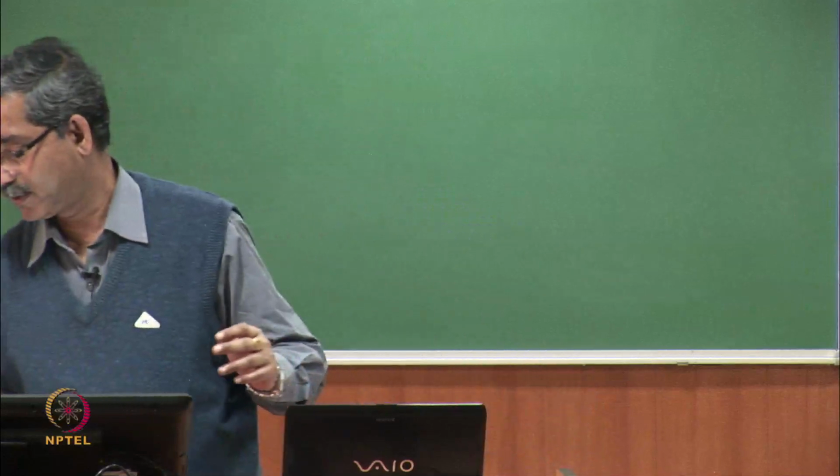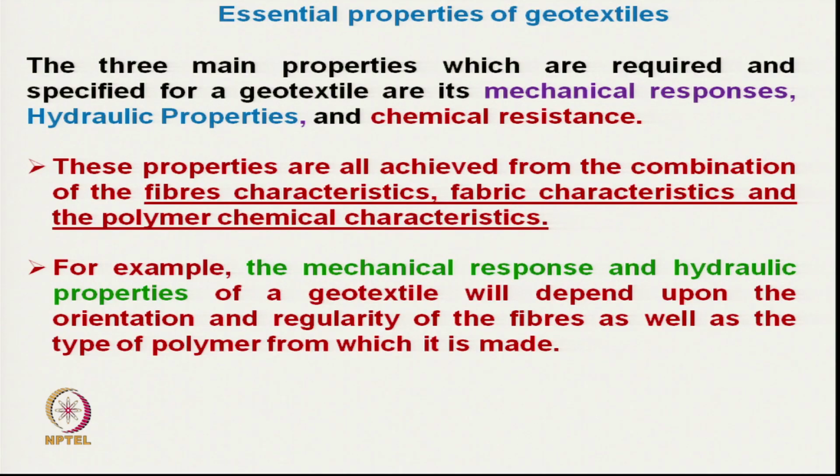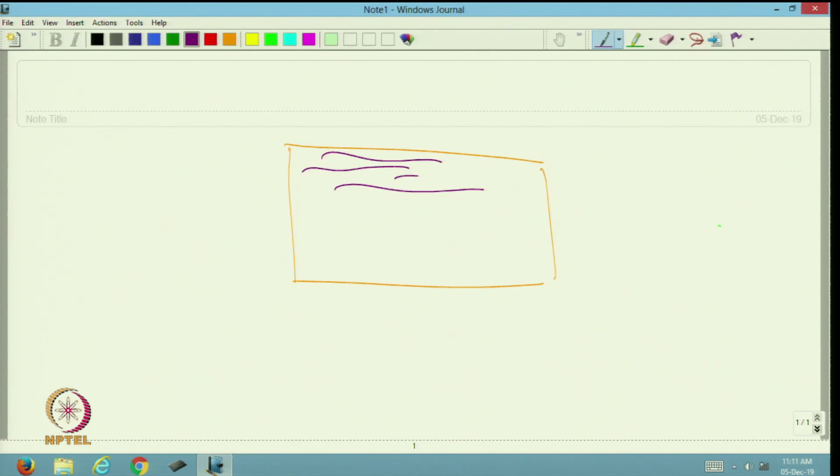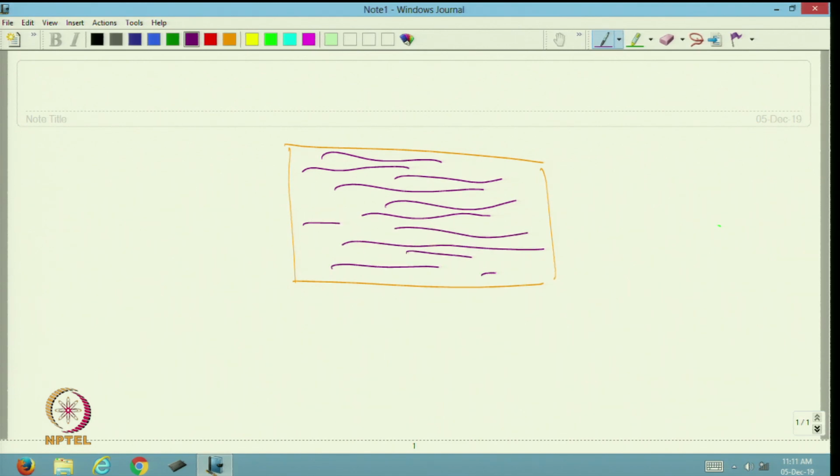Let us try to see here. If we see the nonwoven fabric, this is a nonwoven fabric with fibers oriented in the length direction. The strength and modulus of the fabric in this direction will be much higher than in the cross plane direction.